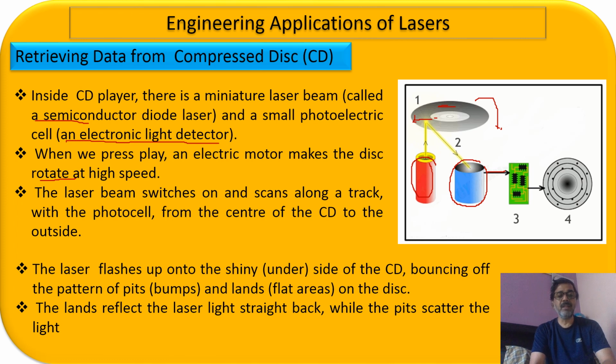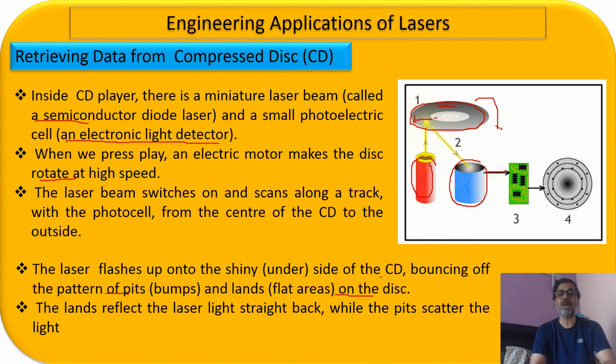Now the laser flashes onto the shiny side of the CD and bounces off the pattern of pits. Wherever you are getting the pits or bumps and lands, that is the flat area on the disc. The laser flashes upon the entire part, that is, it flashes on the full CD. On the full CD, light is falling, right? This is what we have written here. So on the entire CD, light is falling and light is bouncing.